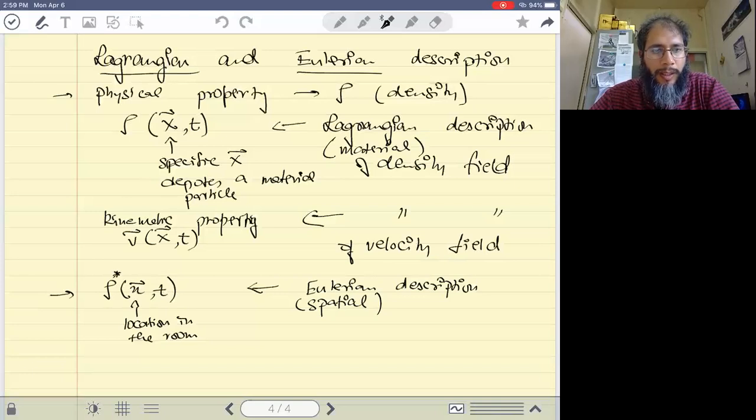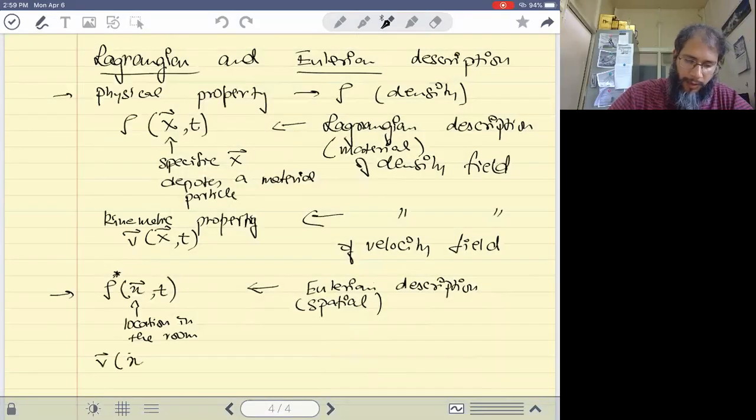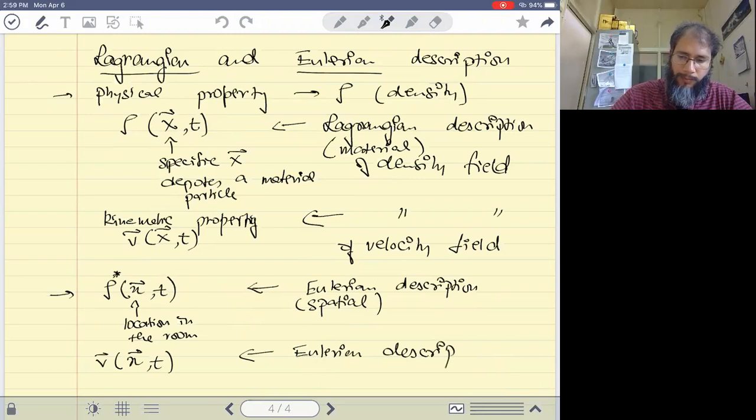So rho and rho star contain the information about the density for all the particles at all the times. Similarly, we can have the velocity field v given as a function of small x and t. That will again be the Eulerian description. Any questions on this idea?